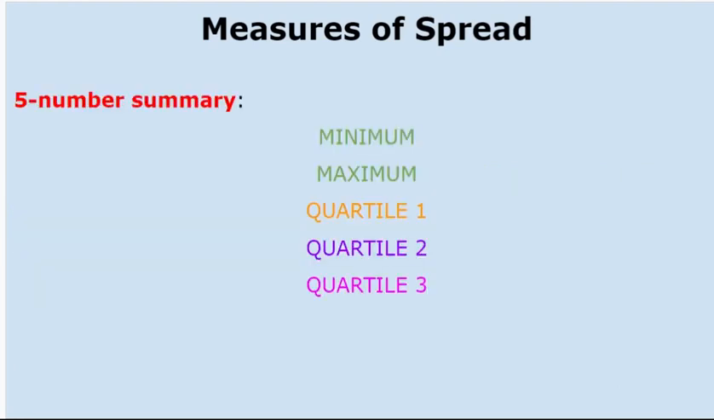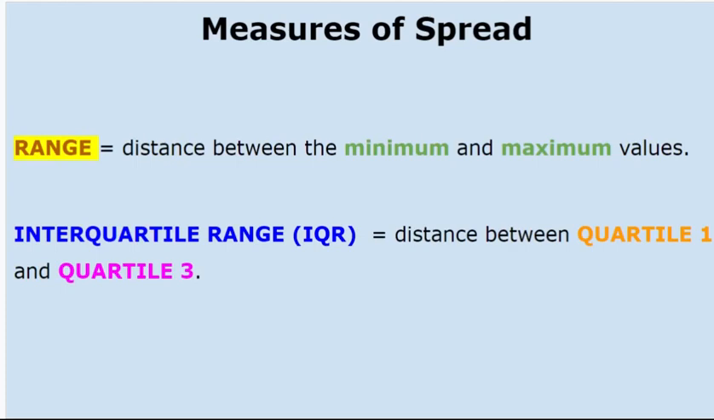The five-number summary is made up of these five values in a dataset: the minimum, the maximum, quartile 1, quartile 2, and quartile 3. And we'll be learning more about these in a little while. The range is the distance between the minimum and maximum values, while the interquartile range, or IQR, is the distance between quartile 1 and quartile 3.